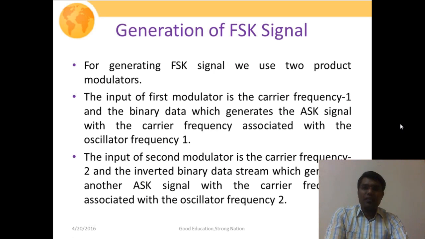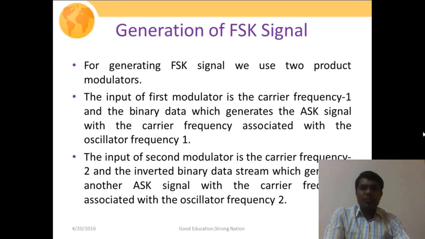So for generating an FSK signal, we use two product modulators. The inputs of the first modulator are the carrier frequency 1 and the binary data, which generates the ASK signal with the carrier frequency associated with oscillator frequency 1. Here we would like to mention that we are producing two ASK signals, and with the help of these two ASK signals we are trying to generate our FSK waveform.